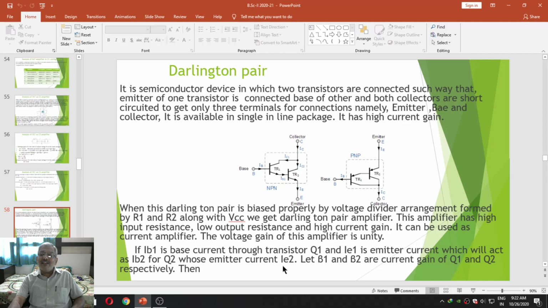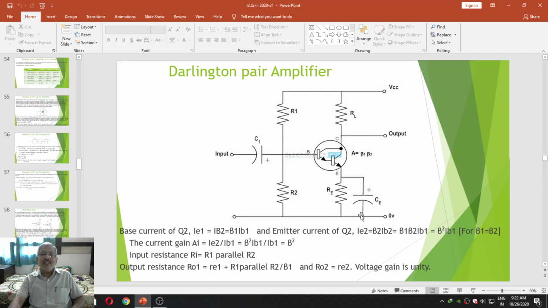whose emitter current is IE2, let beta 1 and beta 2 be the current gains of transistors Q1 and Q2 respectively. Then the base current of Q2, IE1, which is equal to IB2, is given as beta 1 times IB1, by the formula of current gain. The emitter current of Q2 is IE2, equal to beta 2 times IB2. But IB2 is beta 1 times IB1. So that's how we can write it: beta 1 beta 2 times IB1.